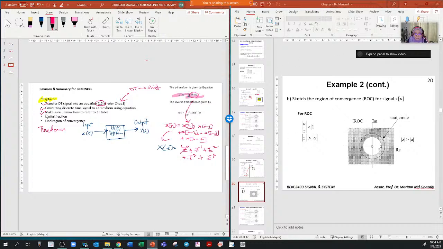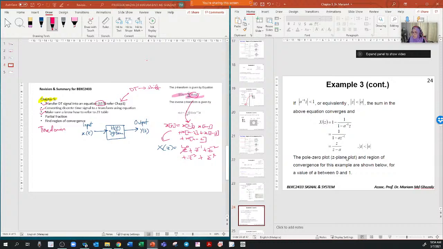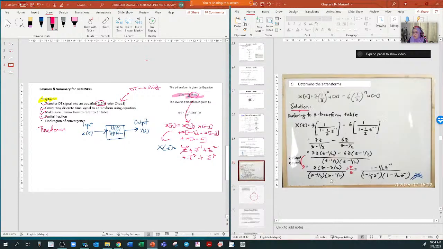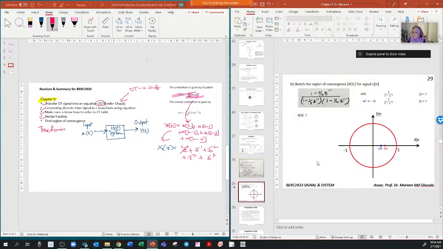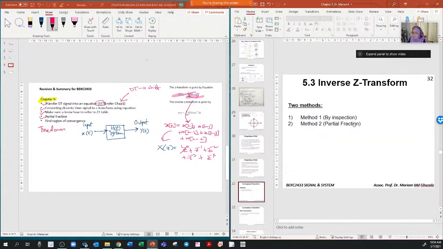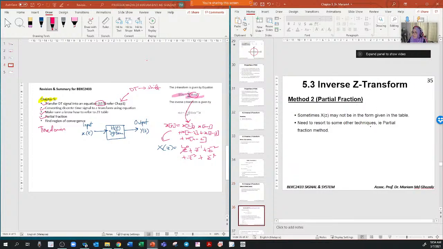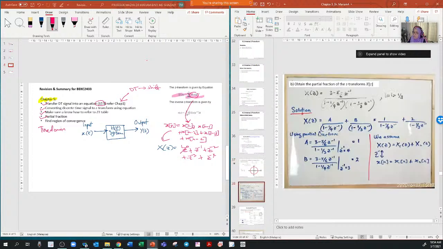So know how to use the table, because the table is really important in Fourier series, Fourier transform, and Z transform. And know how to use the partial fraction. If you go through later on in the examples, like example 4, you will need to do the partial fraction, especially in the inverse Z transform. You're given an example of this type of equation, so find the partial fraction. How to do it?